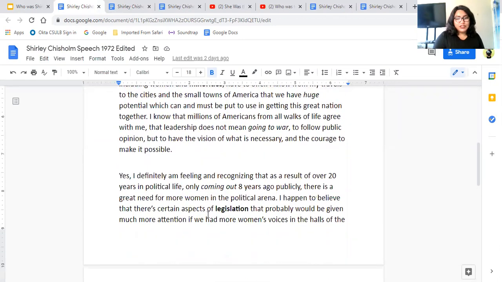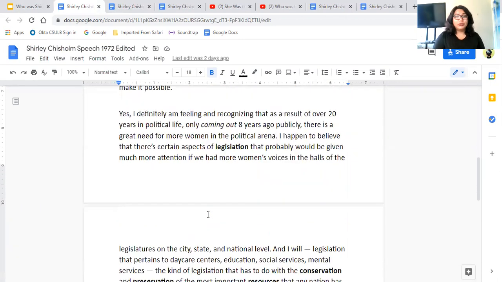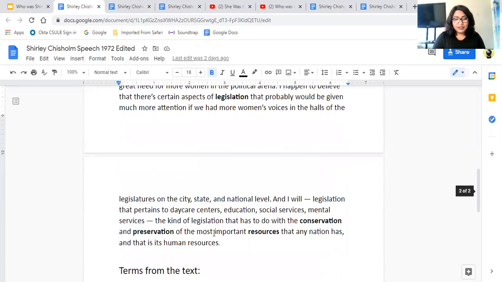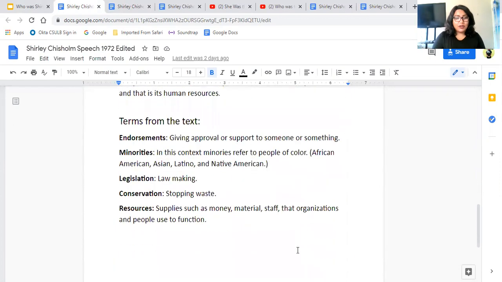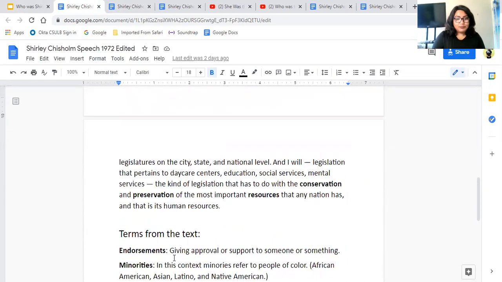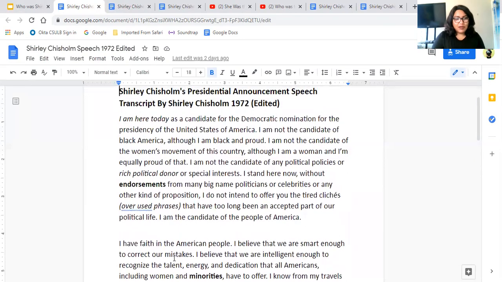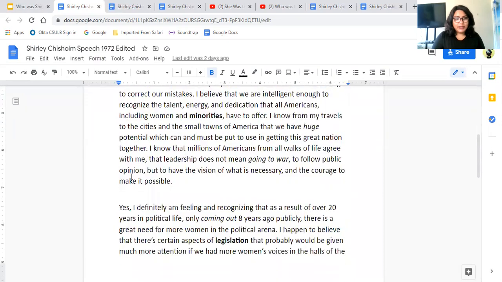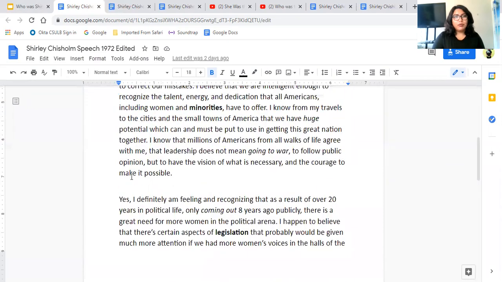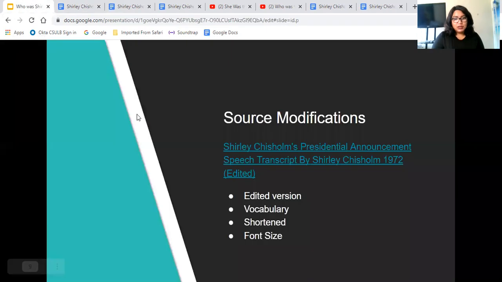These are big words for second graders, but it's important for them to understand these words when we're talking about politics. There's legislation, preservation, resources, conservation, and on the bottom, I offer some definitions. So I would either read this to the students or have them read with me so they could understand the speech. But I did condense it and I saved some of the most important parts.